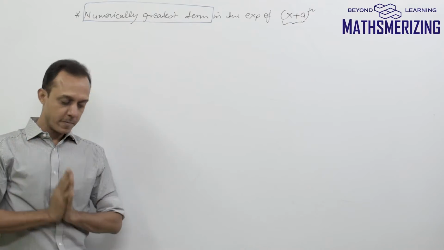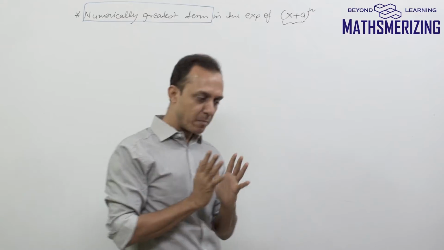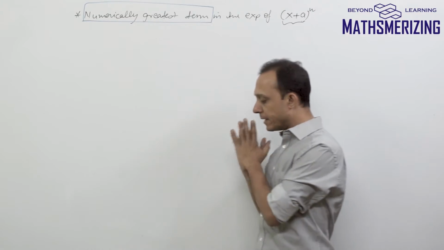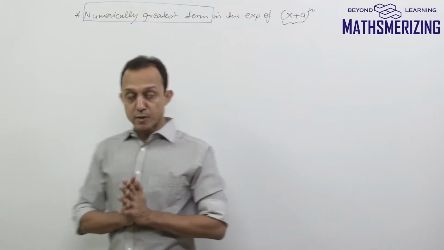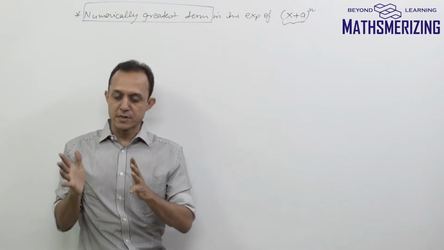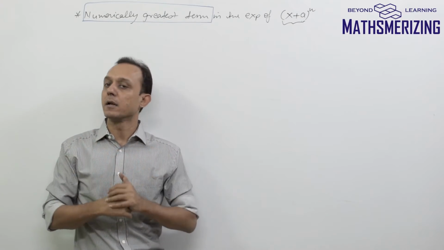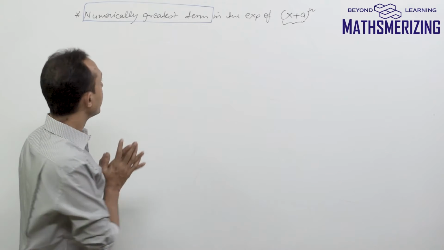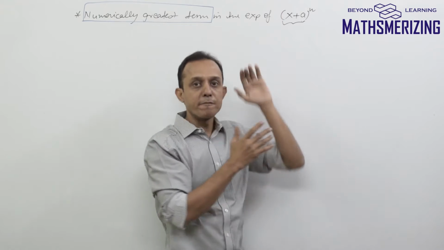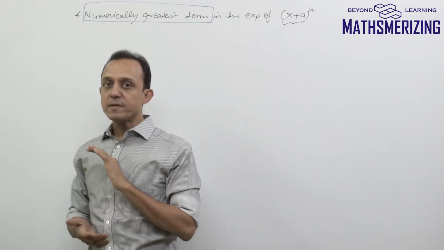In the previous video, we have discussed greatest binomial coefficient and middle term. Now in this video, we want to discuss numerically greatest term. Now numerically greatest term is different from greatest binomial coefficient, because in binomial coefficient we'll just discuss the value of nCr. But for numerically greatest term, we'll have to consider the value of nCr as well as the values of x and a. Now how do we solve such questions?